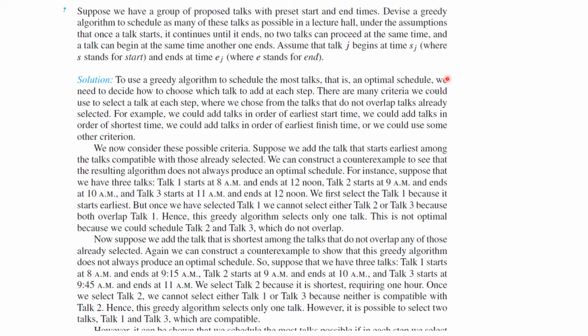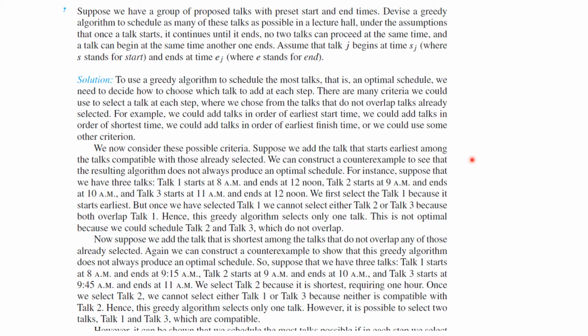Okay, so suppose we have a group of proposed talks with preset start and end times. Devise a greedy algorithm to schedule as many of these talks as possible in a lecture hall, under the assumption that once a talk starts, it continues until the end. No two talks can proceed at the same time, and a talk can begin at the same time that another one ends. Assume that talk J begins at time Sj, that is the starting time, and ends at time Ej, where E stands for end.